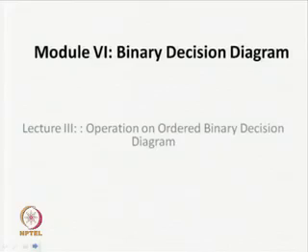Okay, we are discussing a data structure called binary decision diagram, and this binary decision diagram is used to represent any Boolean function. Now, today we are going to see some operations that can be performed on ordered binary decision diagrams.